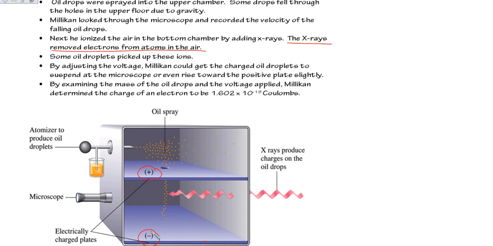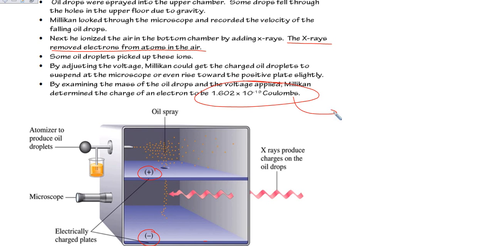Sometimes he can adjust the voltage so that these oil droplets can suspend right in the middle of the two plates. Now, by looking at how much he needs to adjust the voltage, and also taking into consideration the mass of these oil droplets and some physics, which would be kind of exciting, but we won't go into these physics equations, he determined that the charge on these little oil droplets was a multiple of this. About 1.6 times 10 to the negative 19th coulombs.